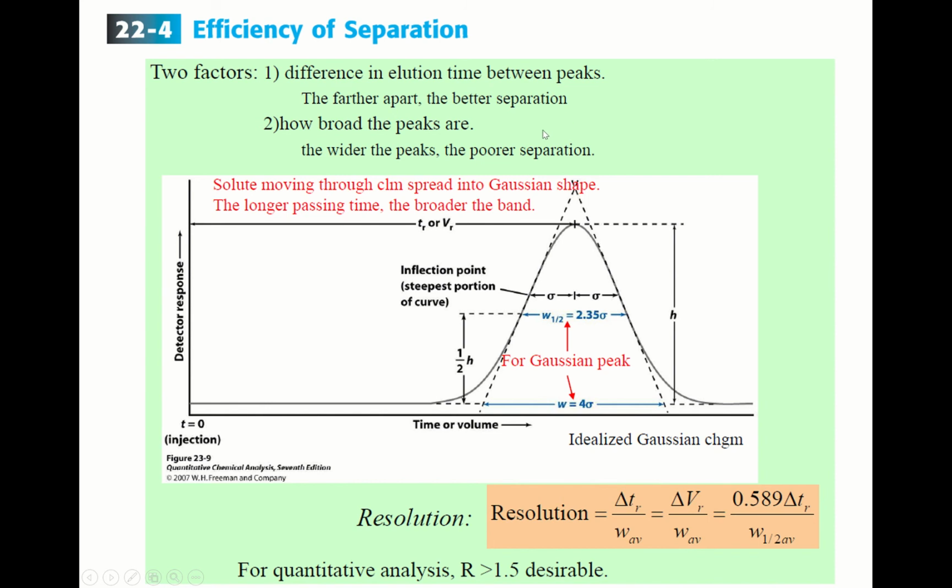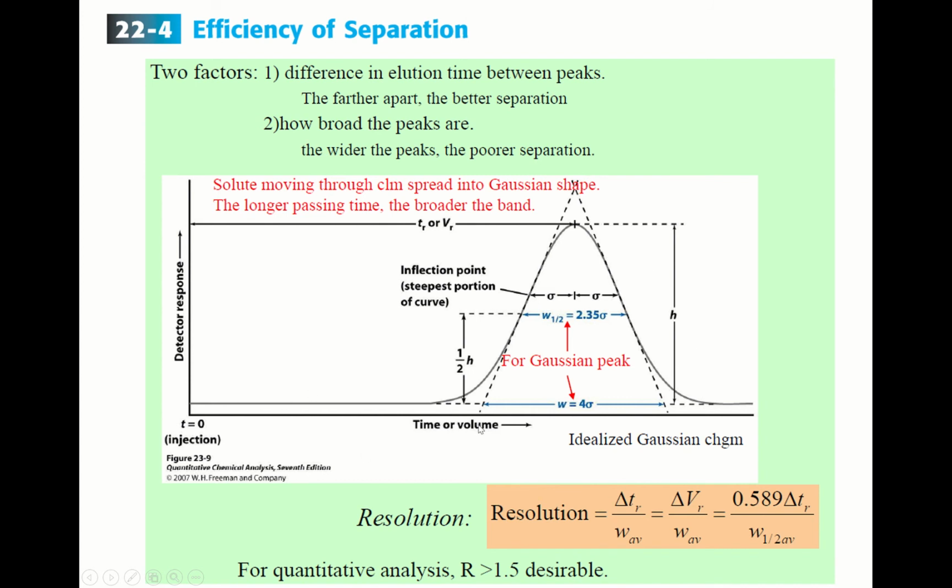Okay, and the second factor is how broad the peaks are. Yeah? Although the retention or elution time is very close, if the Gaussian peak width is very small, which means each peak is very sharp, then it is possible to separate. Okay, so these two factors are affecting the separation efficiency.